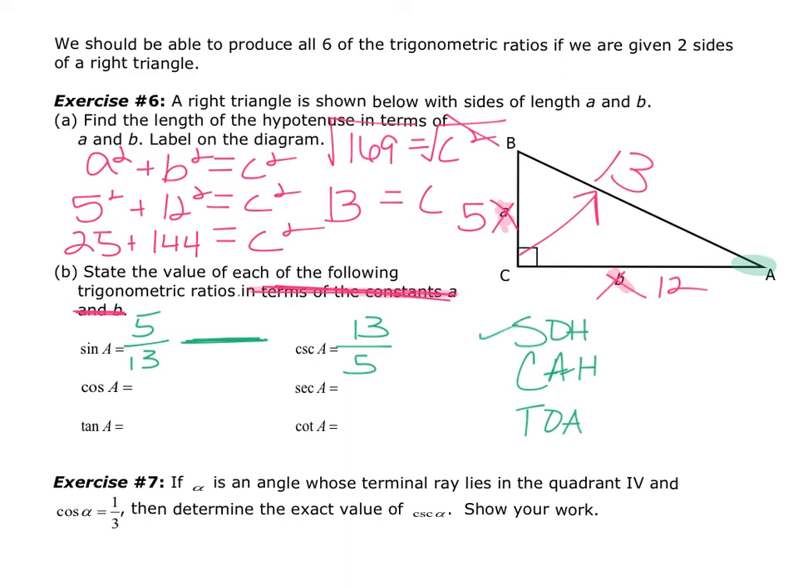Now let's do the cosine. So the cosine is the adjacent over the hypotenuse. So that's going to be 12 over 13. And I'm going to flip that for the secant because that's the reciprocal. So I have 13 over 12. Now the tangent is opposite over adjacent. So that gives me 5 over 12. And the cotangent is just the reciprocal of that. So 12 over 5. Not so bad, huh?